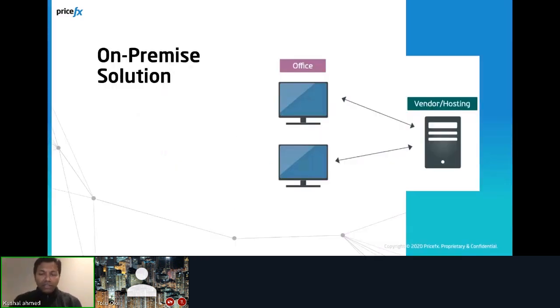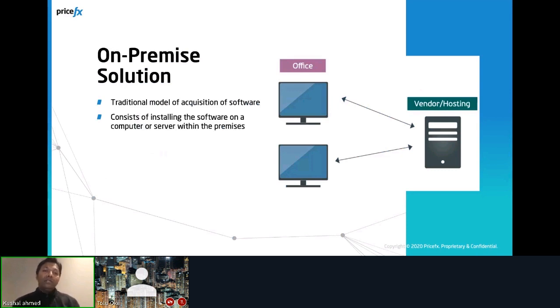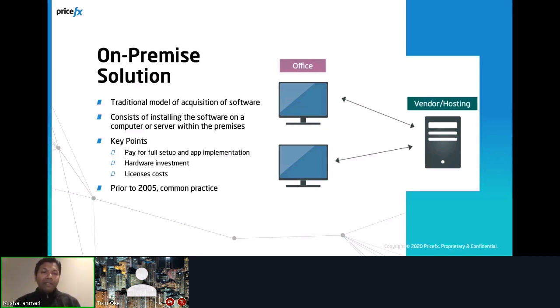For the on-premise solution, as you can see, this is the traditional model of software acquisition. In this model, you have your computers and servers installed within your organization, within your private space, and then use it on-premise. The key points to be noted are that you are going to pay for the full setup and application implementation, you're going to have investment for hardware, and it's going to cost you for the licenses. Prior to 2005, this had been the common practice for delivering software to individuals and also organizations.